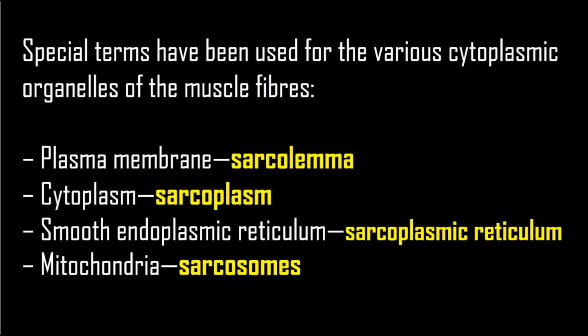Now, for you to understand muscle tissue, there are special terms that you have to understand for the organelles that are found in the muscle fibers. The plasma membrane is known as the sarcolemma. Then the cytoplasm is known as the sarcoplasm. The smooth endoplasmic reticulum is known as the sarcoplasmic reticulum, and this is specialized for storage of calcium in muscle tissue. The mitochondria are known as the sarcosomes.